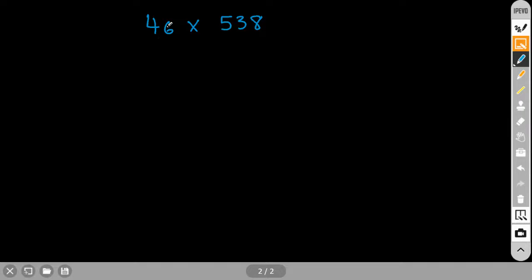So here we're going to break this into what? 46. So it's 46. And this one we're going to break into 538. Because basically this is what it is. So 40 plus 6 equals 46. 500 plus 30 plus 8 equals 538.